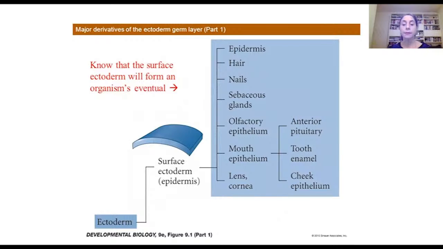In particular, there are some structures which derive from the surface ectoderm, which are the epidermis, so the skin, the hair, nails, sebaceous glands, olfactory epithelium, the mouth epithelium and the teeth, and also important ocular structures such as the lens and cornea.